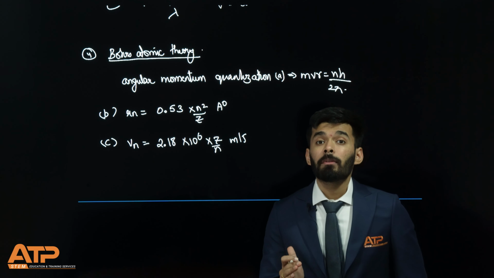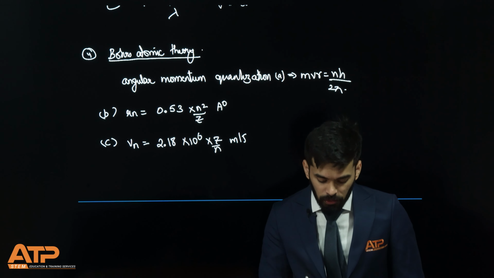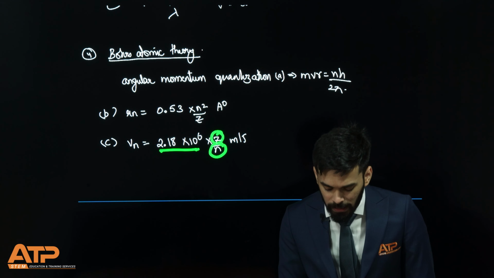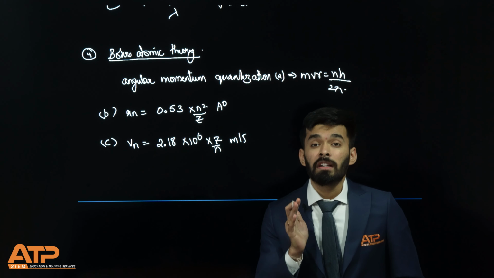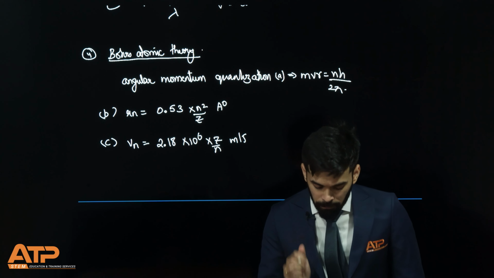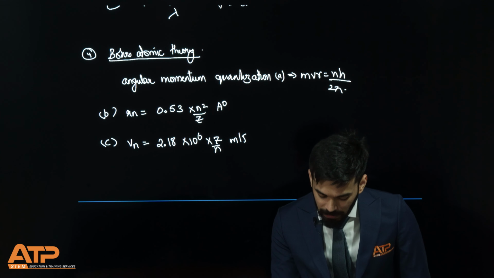After that, let's talk about velocity. The formula of velocity of any electron is 2.18 into 10 to the power 6 into z by n meters per second, where z is the atomic number and n is the shell number. In this formula, the answer will come out to be in meters per second.